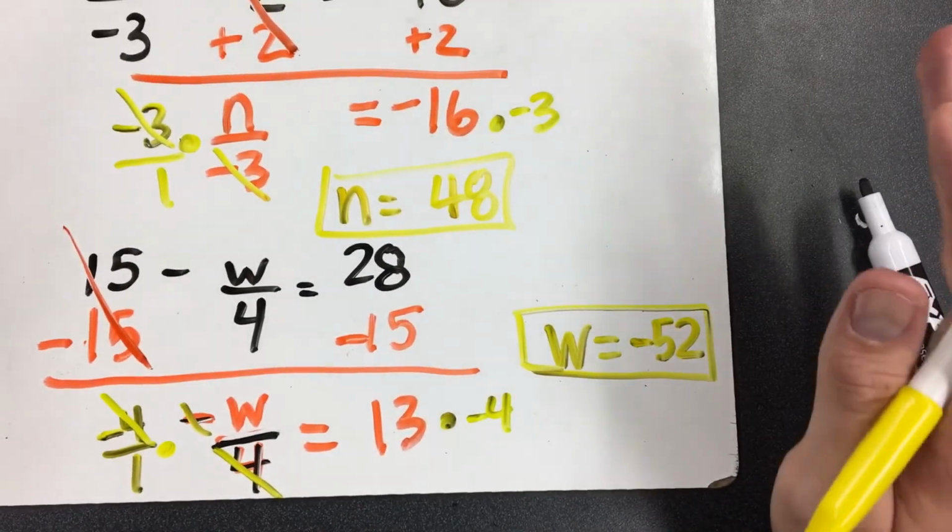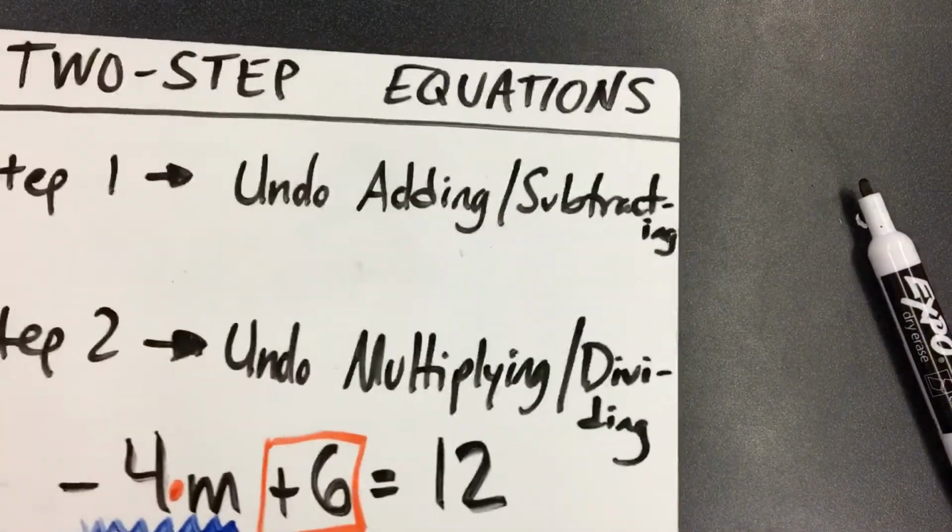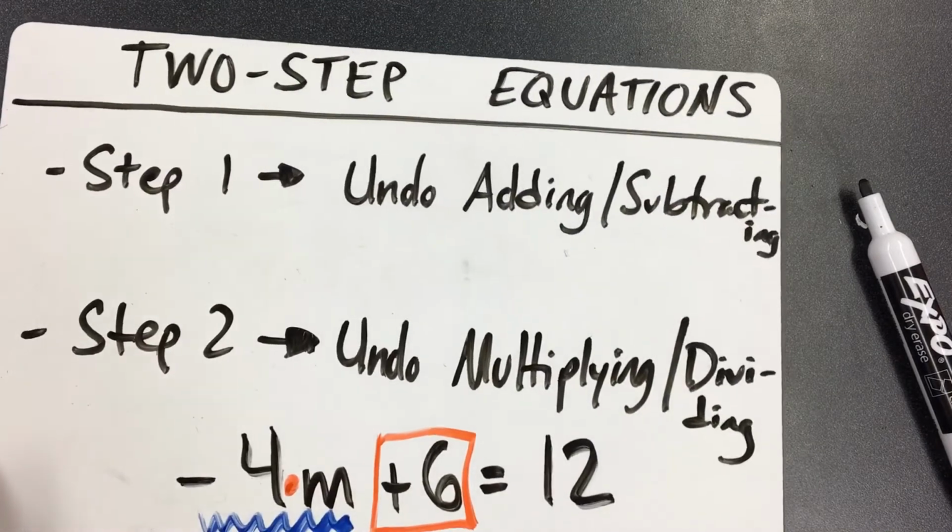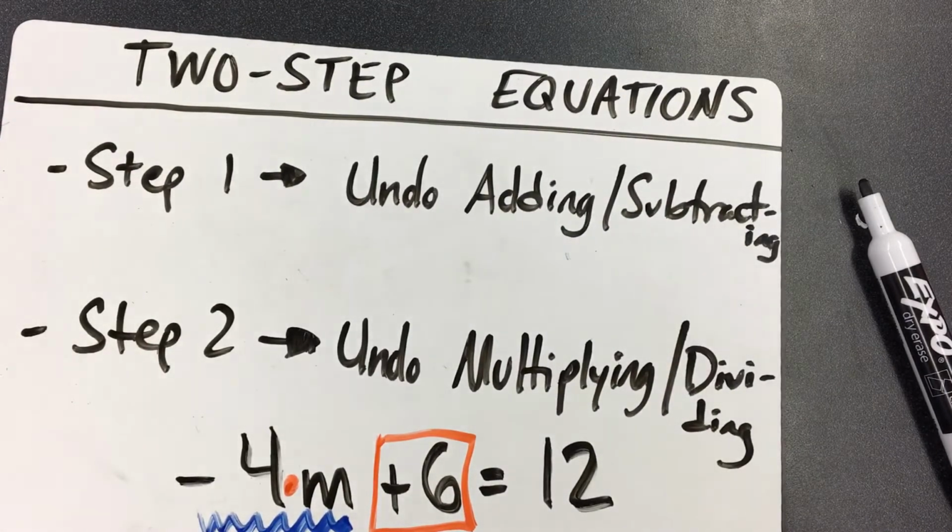Okay, those are about the hardest questions we can get. That will get you 99% of the questions where I said this. Step 1, undo the adding and subtracting. Step 2, undo the multiplying and dividing. Now, I said that works 99% of the time. Here is the 1% of the time where it doesn't work.